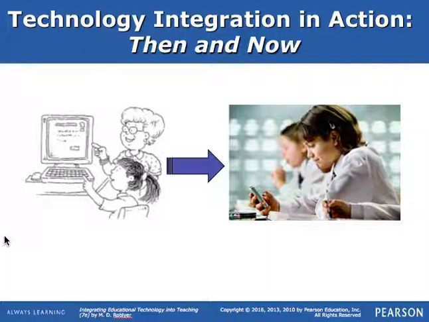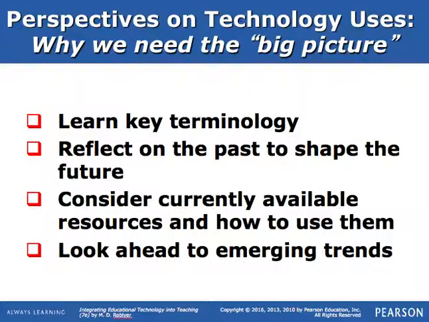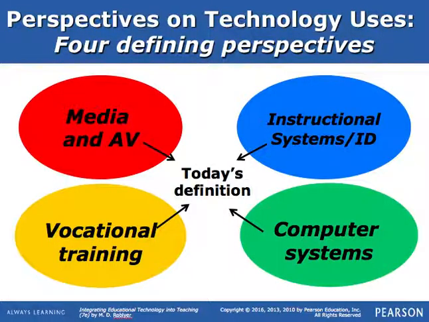And that's a nice little graphic because we used to use computers only. Now we have all these mobile devices, so that's one of the things going on here. We need to learn key terminology. We need to look at the past to shape the future. In other words, what do we do in the past to get instruction and curriculum across to these kids? Can technology help that? Consider current available resources and how to use them, and then look ahead at the emerging technologies.